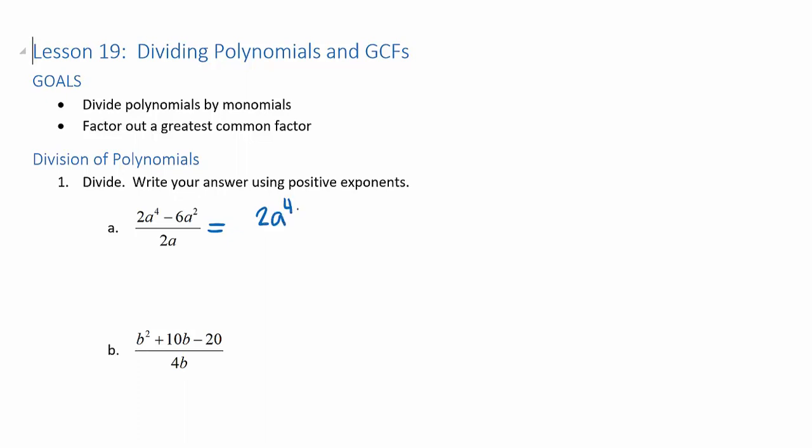So in example 1a, if I want to divide the polynomial by 2a, I actually have to divide both terms by 2a. And so I'm just going to rewrite this problem as two separate division problems. Then I can use everything I learned in the previous section to do the division. First term, the 2's are going to cancel, and I could use the quotient rule on the a's, or I could just cancel one factor of a out, and that leaves me with a to the third.